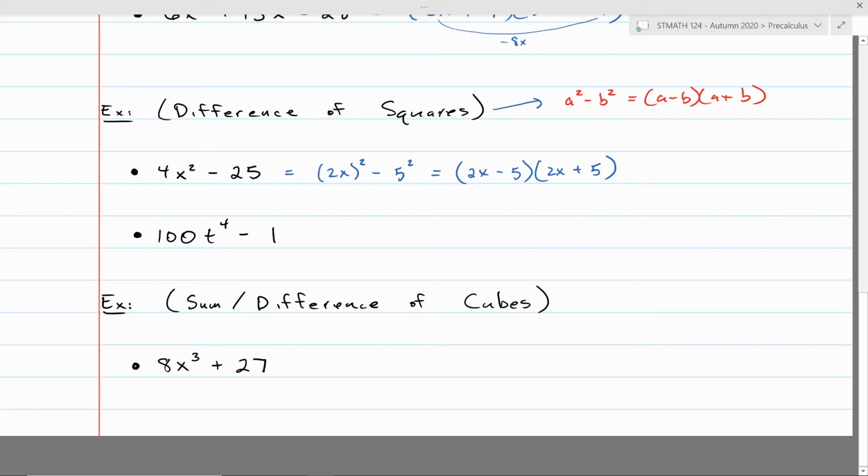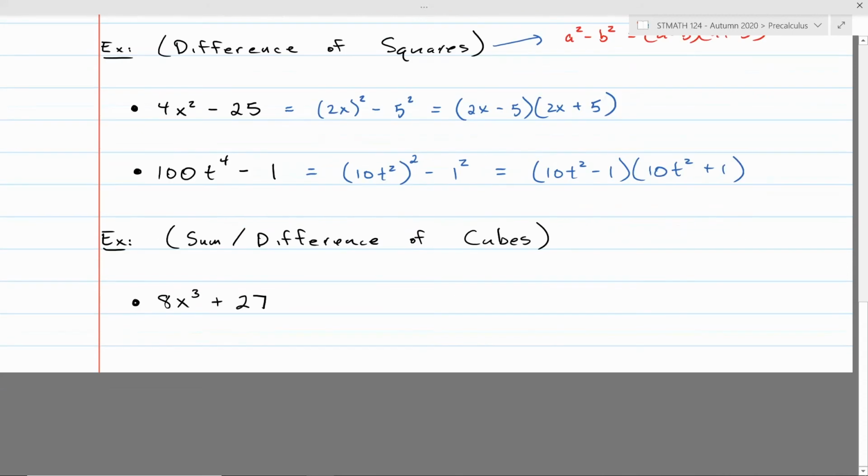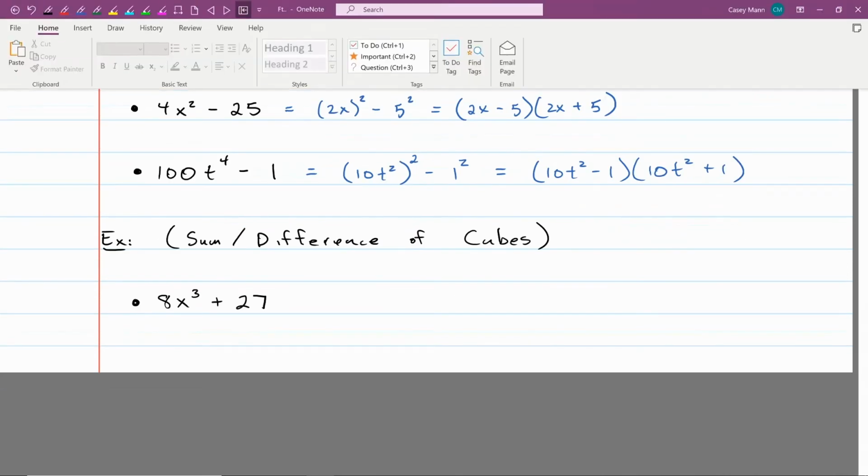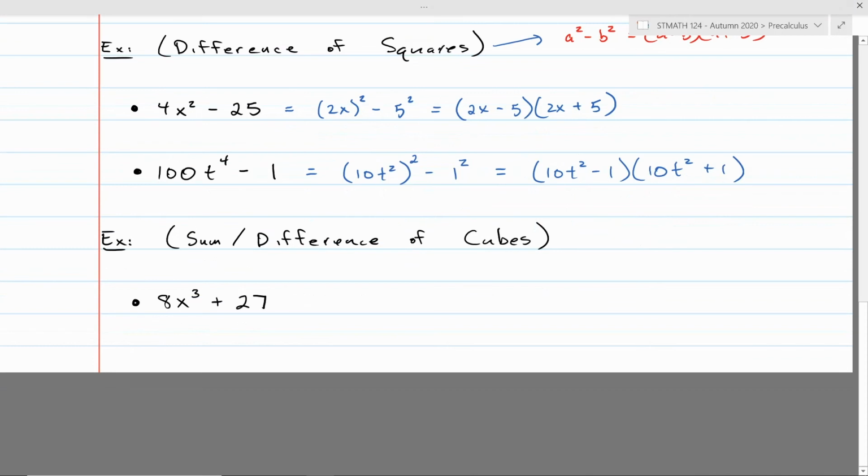So like the second example there where you have 10t to the fourth minus 1, I could think of that as (10t squared) squared minus 1 squared. So in the difference of squares formula in red toward the top, on the right there, the a is equal to 10t squared and the b is equal to 1. So I could write this as (10t squared minus 1) times (10t squared plus 1). Sums and differences of cubes also come up often enough that you should probably know how to factor them.